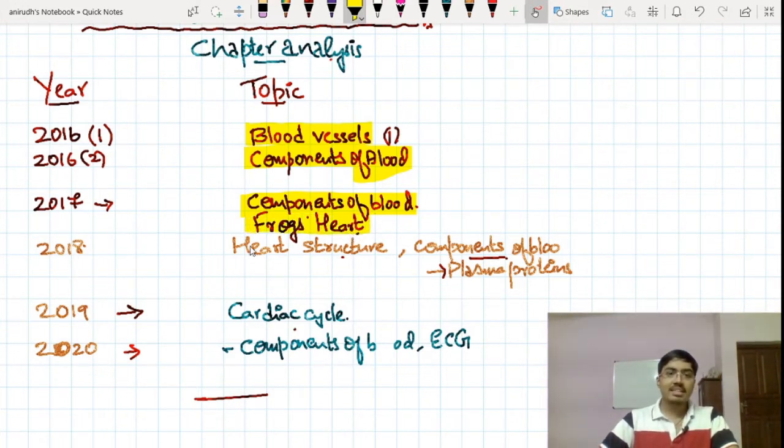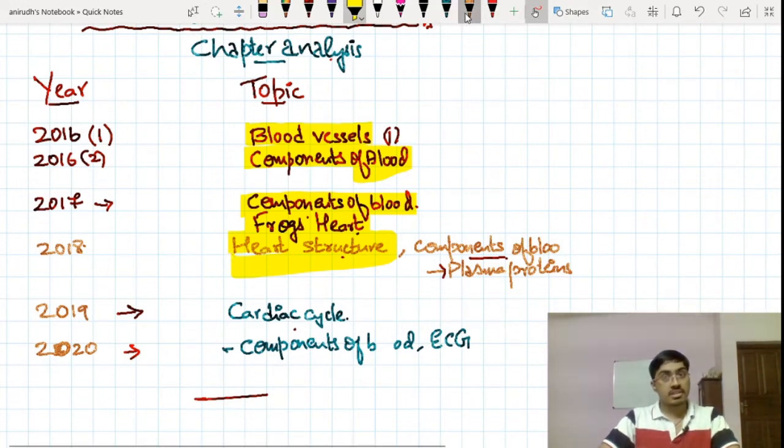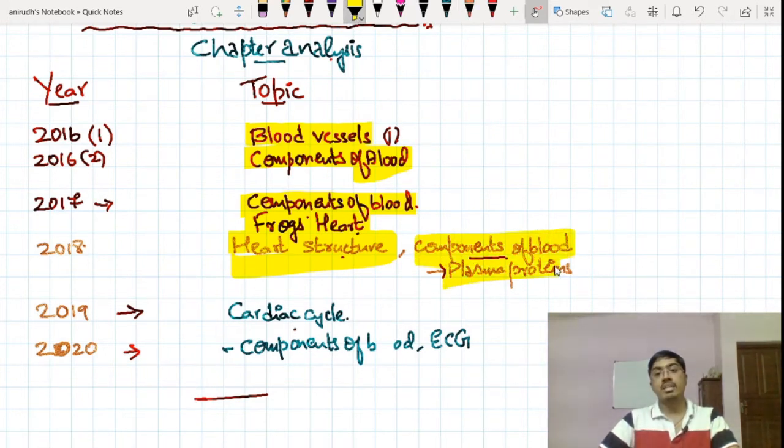In 2018, they came up with a question on heart structure. The valves between the ventricle and atria, and also the semilunar valves, were asked in that question. And then there was a question on the components of blood here again. So yeah, it's repeating. And this time they focused on the plasma proteins, and they asked a match-the-following question where the function of plasma proteins had to be matched with each individual plasma protein.